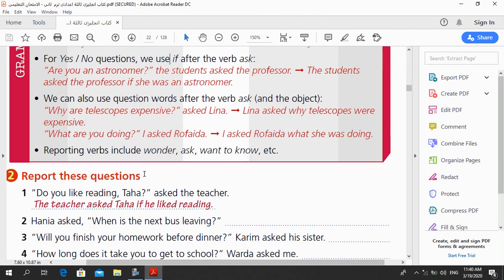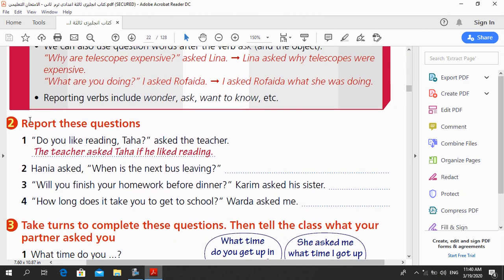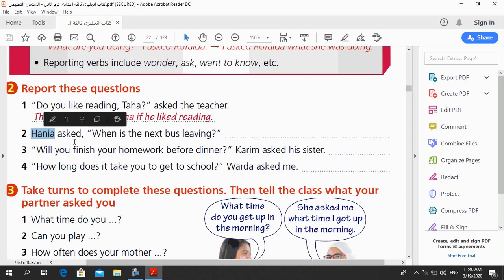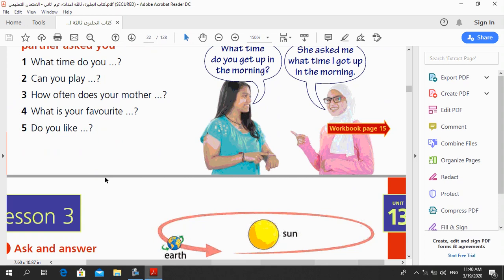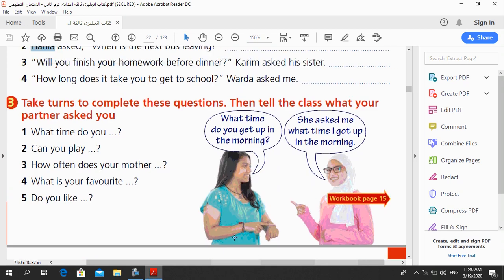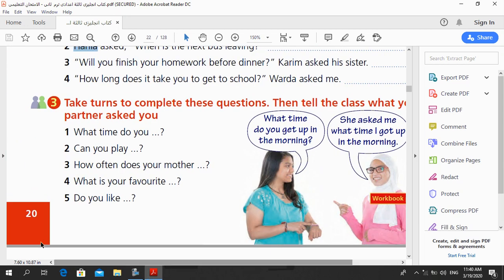Okay, let's answer some questions. Report these questions. Come on guys, I will give you like 10 seconds to bring your books and write with me. Come on, write down the answers. This is the OL book. Come on, bring the Hello book and answer with me. This is number 2, report these questions. Unit 13, page number 20.